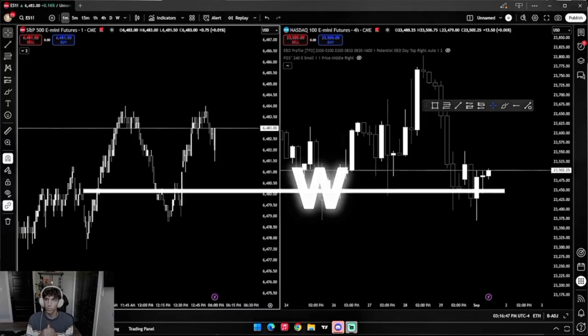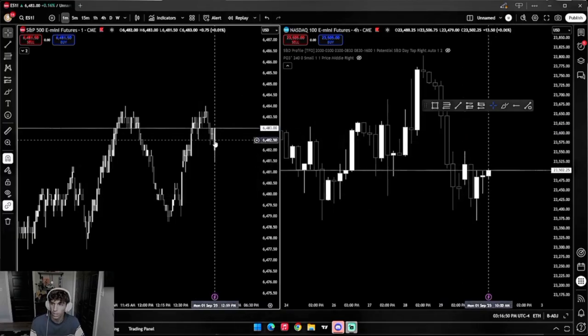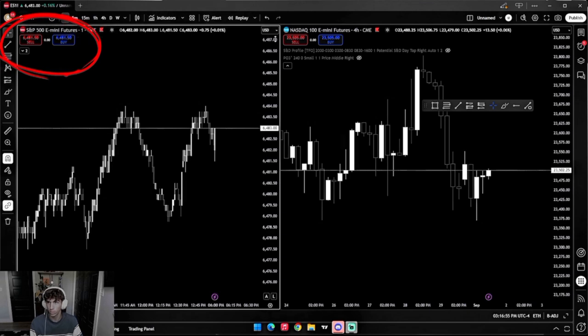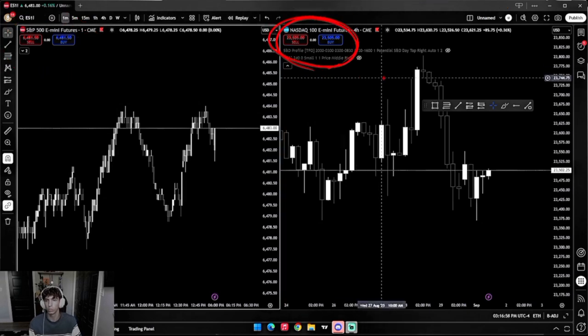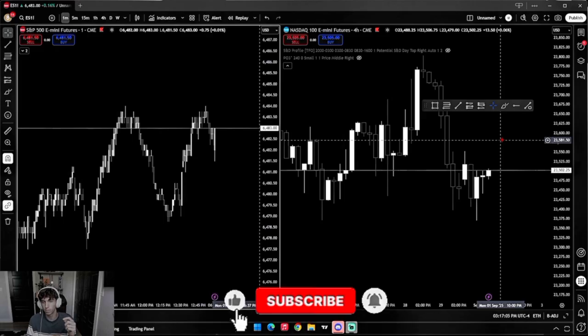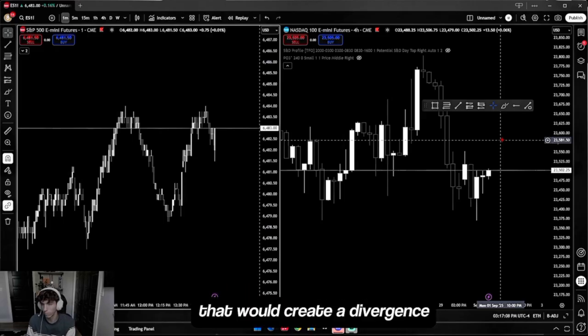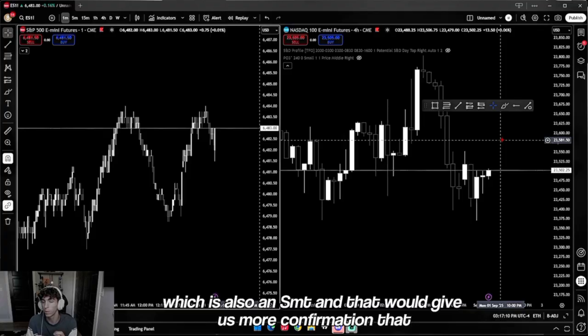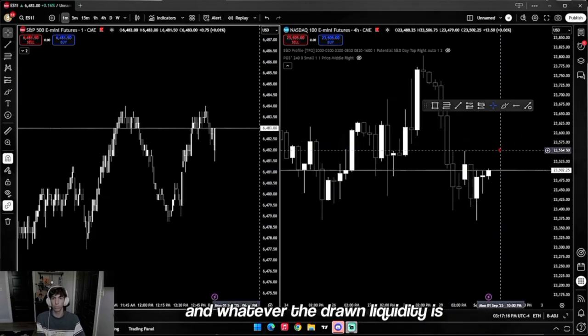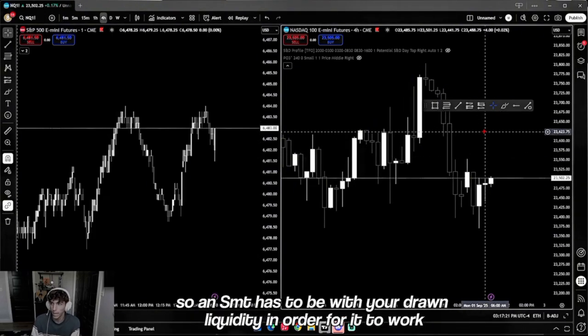Alrighty, so what is an SMT? An SMT is a divergence between two correlating assets, where one asset is the S&P 500 and the other asset is the NASDAQ 100. So what creates an SMT? Let's say the NASDAQ takes a high and the S&P doesn't take that high. That would create a divergence, which is also an SMT, and that would give us more confirmation that the trade would want to go to whatever side we're leaning our bias onto and wherever the draw on liquidity is. So an SMT has to be with your draw on liquidity in order for it to work.